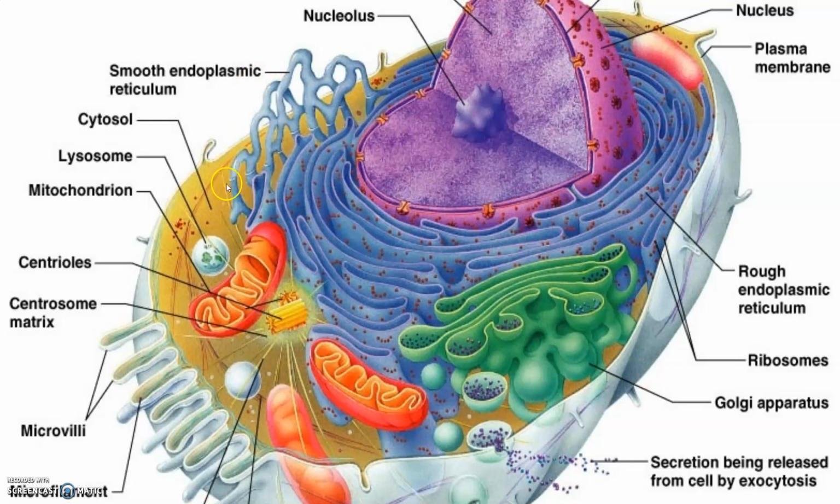Smooth endoplasmic reticulum, still highly folded, no ribosomes, has many functions: lipid production, calcium storage, testosterone, estrogen production, etc.